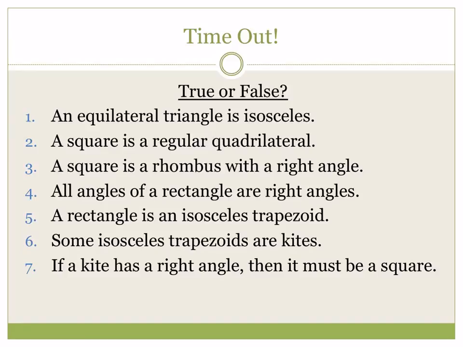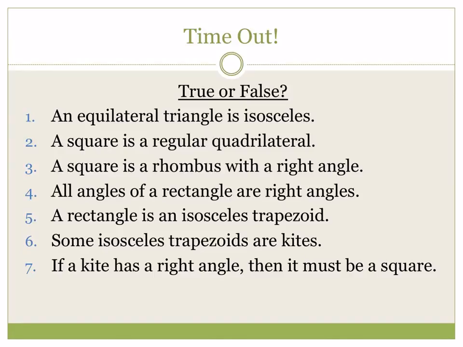A square is a regular quadrilateral. True, because regular means what? Equiangular, 4 angles that are the same, which a square has, and equilateral, 4 sides that are the same, which a square has. So that one's true. A square is a rhombus with a right angle. True. It's a rhombus, 4 sides that are the same. Right angle, absolutely. All angles of a rectangle are right angles. True. Yes, that is a true statement.